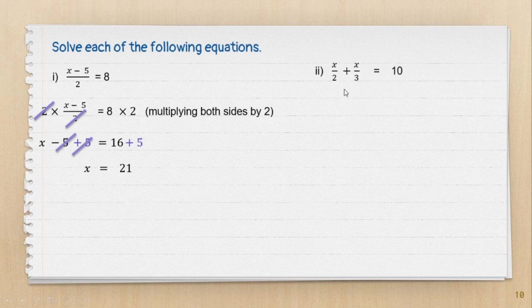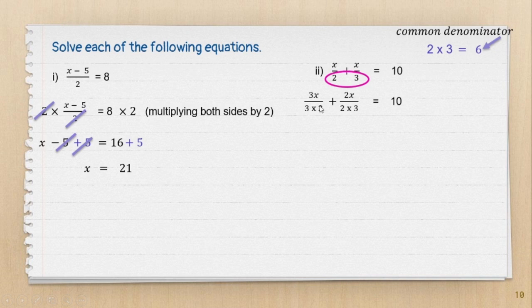2 and 3 are different denominators. Let's find the common denominator by multiplying 2 and 3. We can get the common denominator 6, which is the LCM. LCM means least common multiple. Then to make 6 from denominator 2, I have to multiply both numerator and denominator by 3, and to make 6 from denominator 3, I have to multiply both numerator and denominator by 2.